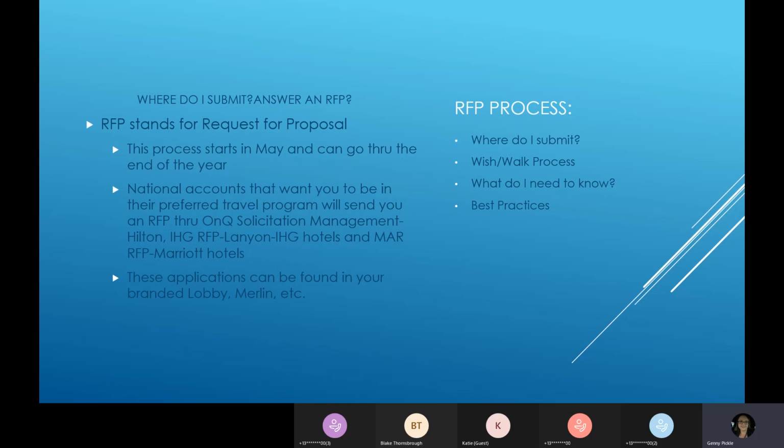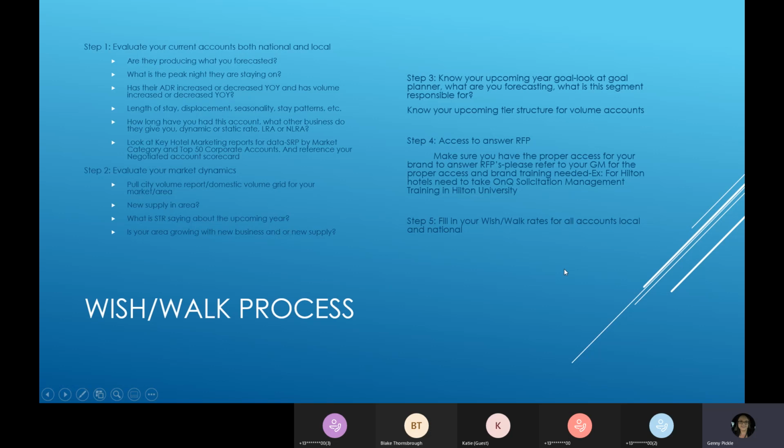So your business case is there for your national accounts. So it's either through OnQ solicitation, with IHG, it's Lanyon, and then Marriott Hotels, it's called MAR RFP, where you go to submit your RFPs once you get invited, as well as your business cases, CARPs, that kind of deal. You can find it in your lobby. So with the process, we're going to talk about where you go to submit. The Wish Walk process is typically the first thing you have to do, and you'll get communication from your brand on that as well, as far as when it's available to submit those.